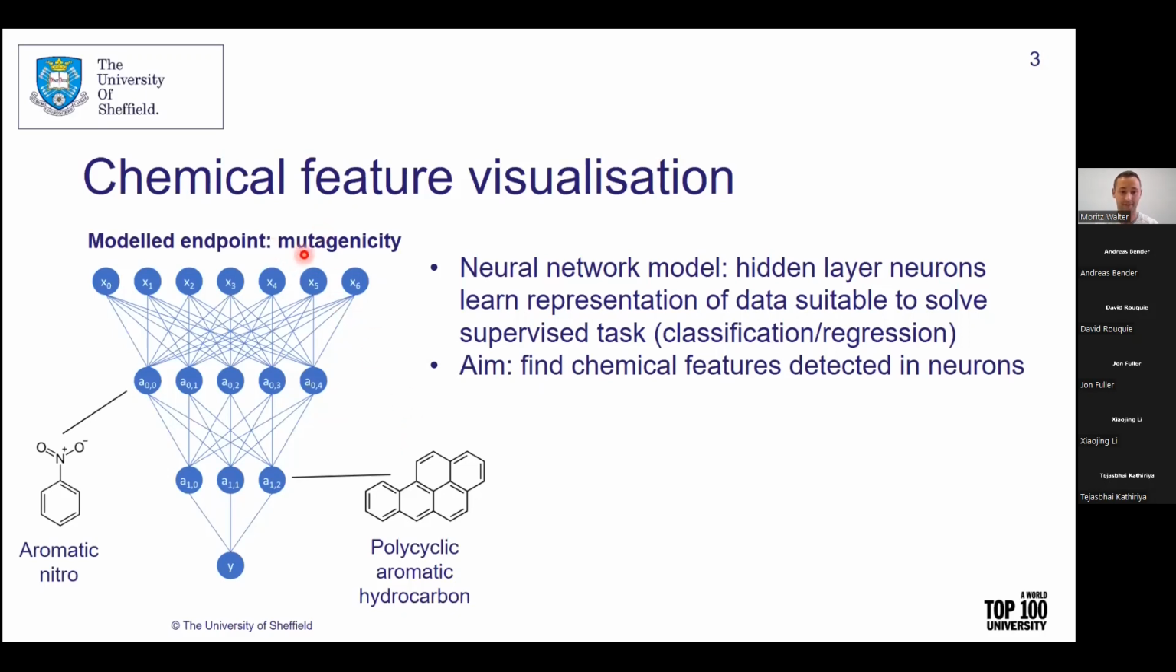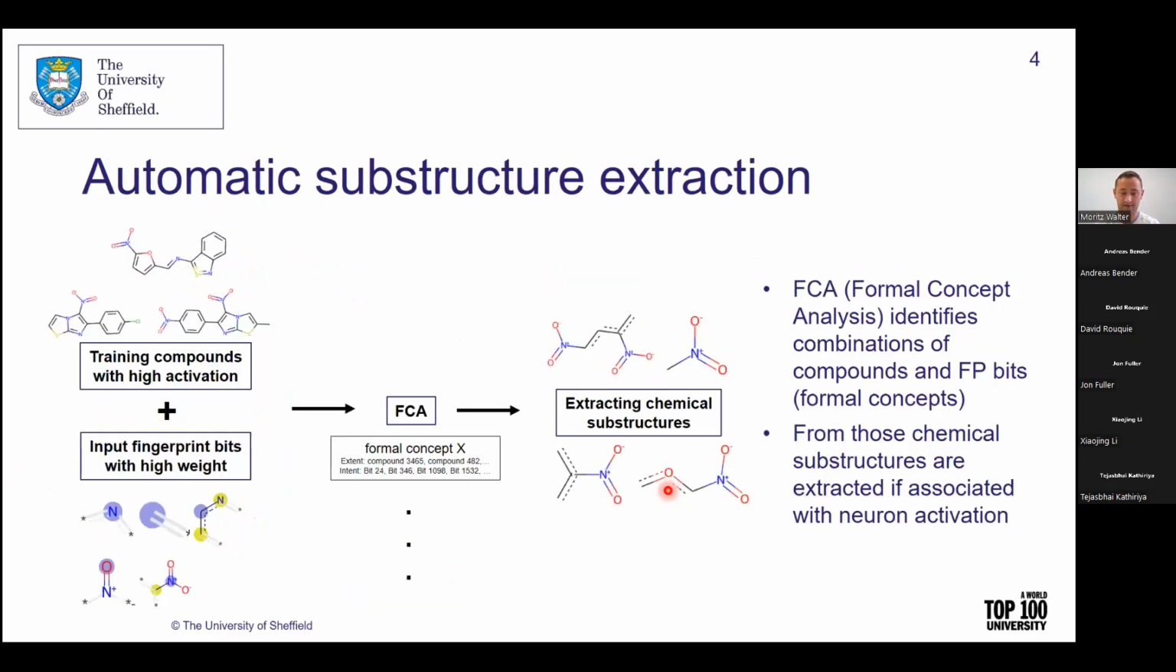So if you think, for example, about the toxicity endpoint mutagenicity, you would expect that some neurons detect aromatic nitro compounds and others maybe polycyclic aromatic hydrocarbons. Because we know that these chemical features are associated with mutagenicity, and for the model to make accurate predictions, it somehow needs to detect these chemical features. And so the goal really was then to come up with some automatic workflow, how we can extract what kind of chemical features are learned in individual hidden neurons.